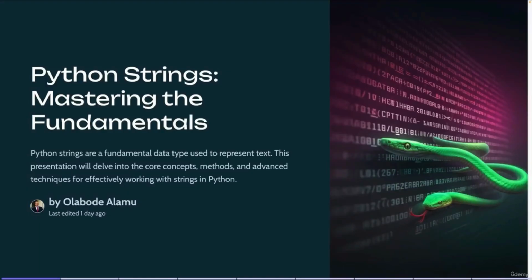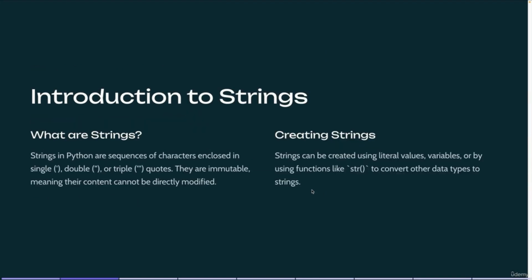In this lecture, we're going to talk about Python strings. Strings are a fundamental data type used to represent text. This presentation will delve into the core concepts and methods for effectively working with strings in Python. Strings in Python are sequences of characters enclosed in either single, double, or triple quotes. They are immutable. That means that their content cannot be directly modified.